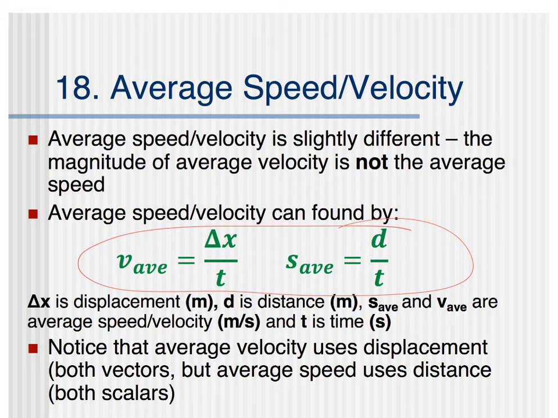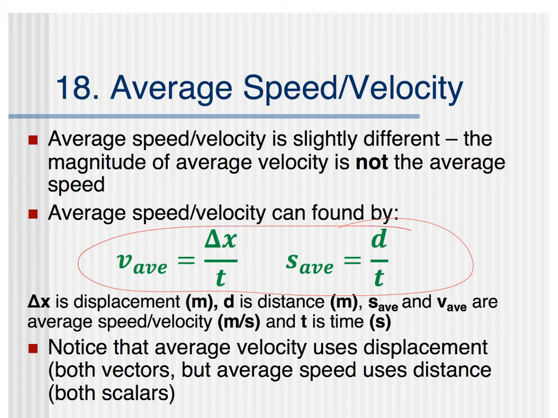The average velocity is defined as the displacement over the time. So how far an object is from where it started in a given period of time, divided by that period of time. The average speed, on the other hand, is the distance divided by the time. So we need to bring in those two ideas of distance and displacement that we just talked about.